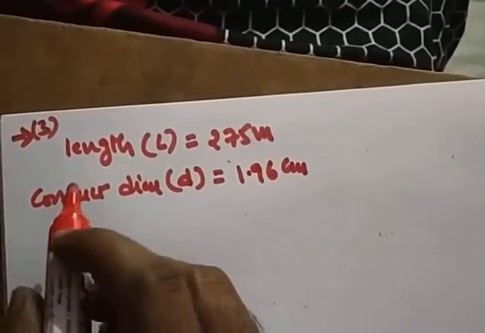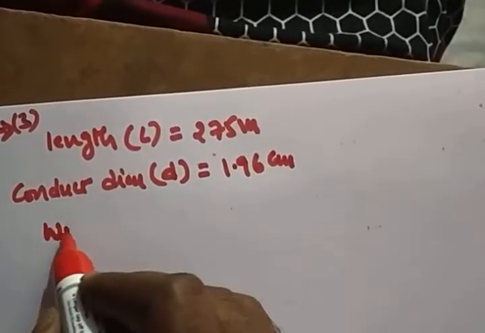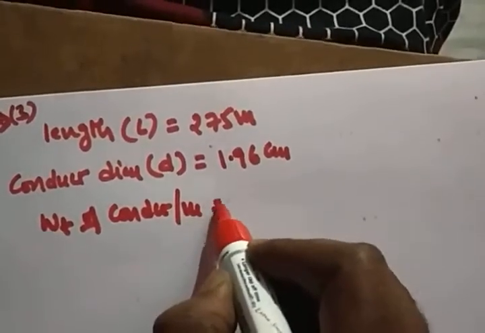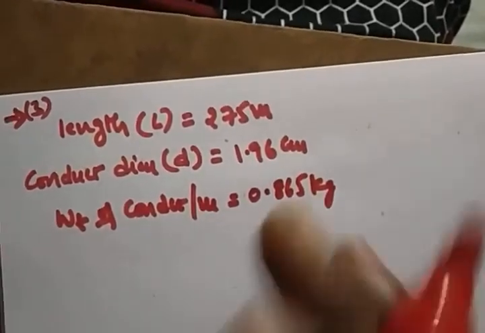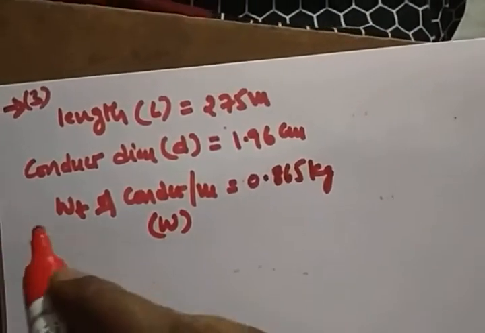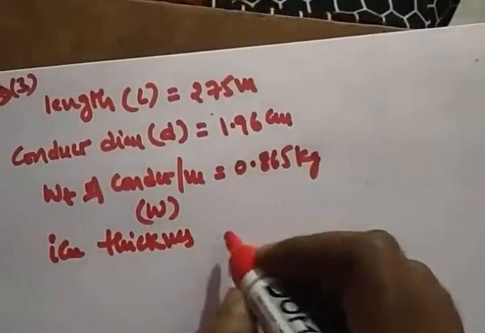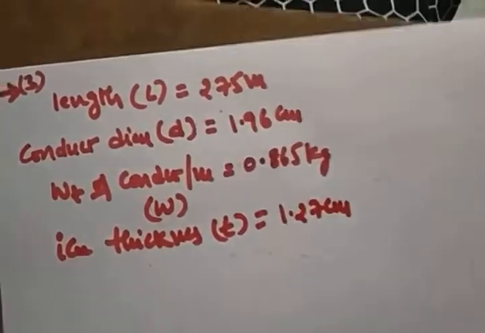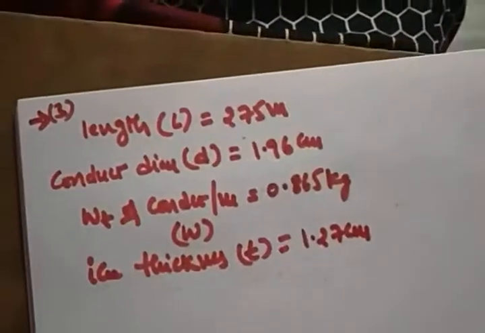After that, they gave the weight of the conductor per meter length. What is that value? 0.865 kg. So the weight of the conductor is given. So W is given, right? Ice coating thickness is given. So what is the T value? 1.27 centimeters, right? Ice coating thickness, D is given, T is given, and length is given, all right?